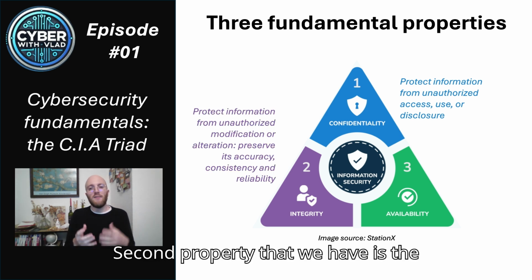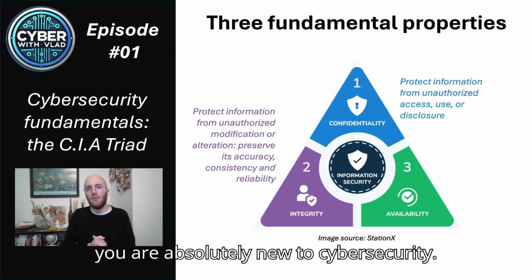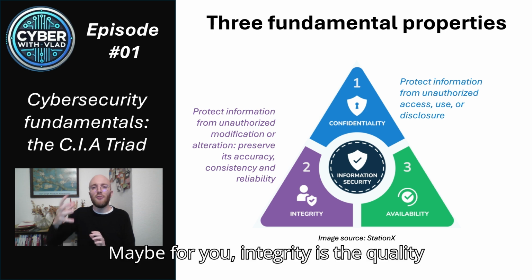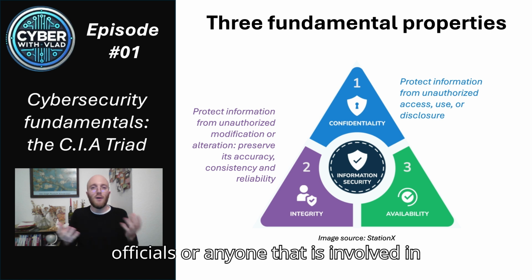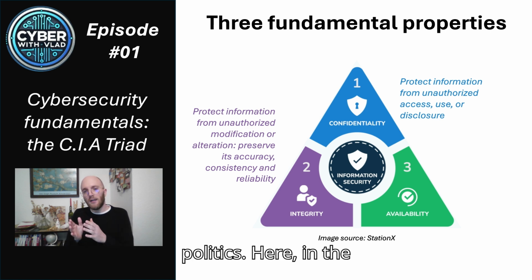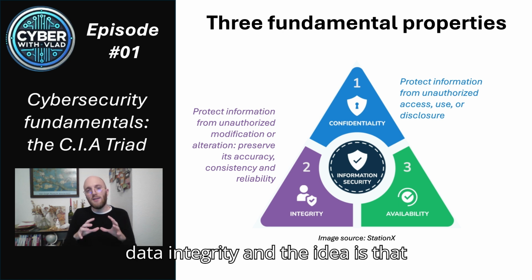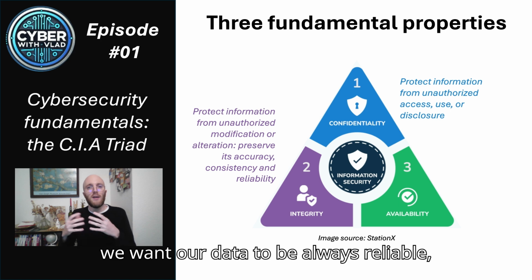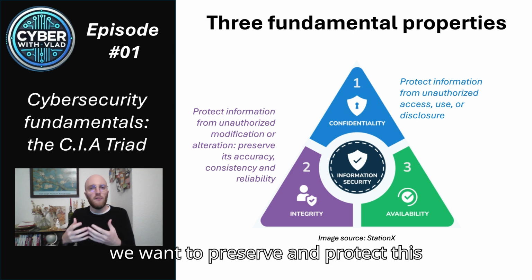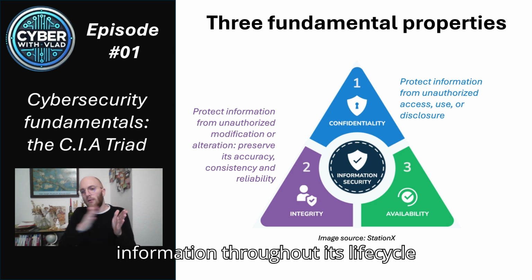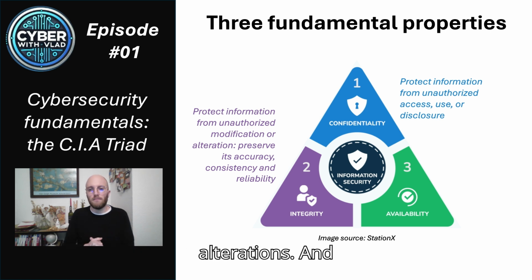The second property that we have is integrity. That might be a bit confusing for some of you, especially if you are absolutely new to cybersecurity. Maybe for you, integrity is the quality that we expect from our government officials or anyone involved in politics. Here, in the context of cybersecurity, we talk about data integrity. The idea is that we want our data to be always reliable, accurate, and consistent. So we want to preserve and protect this information throughout its life cycle against unlawful modifications or alterations.